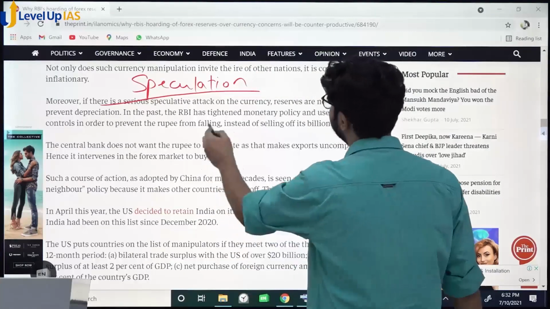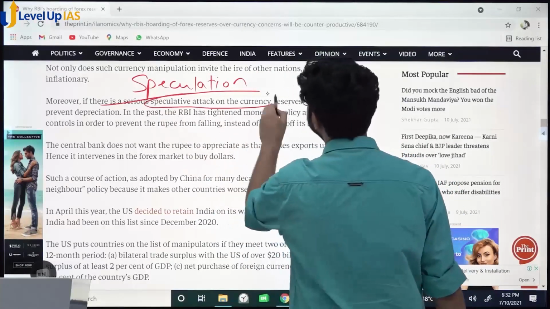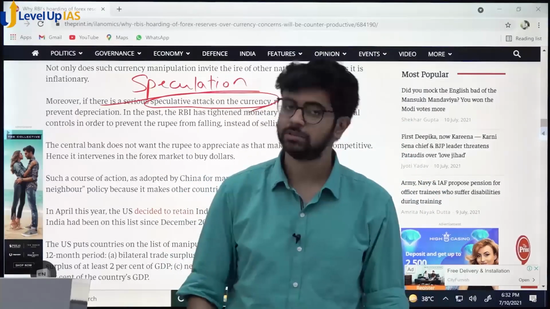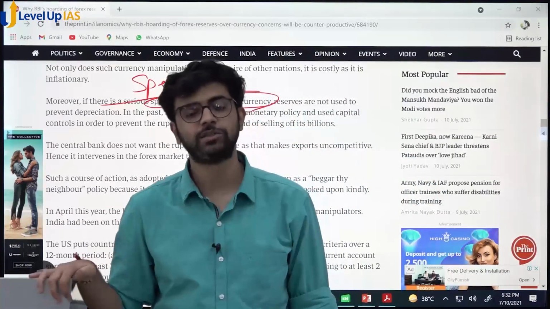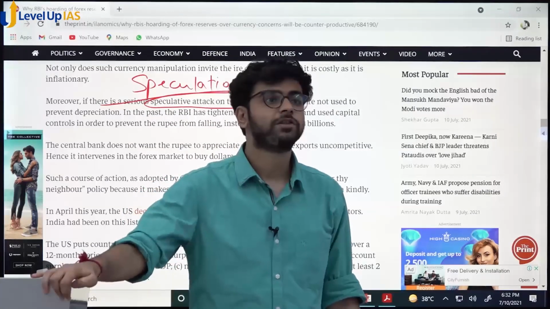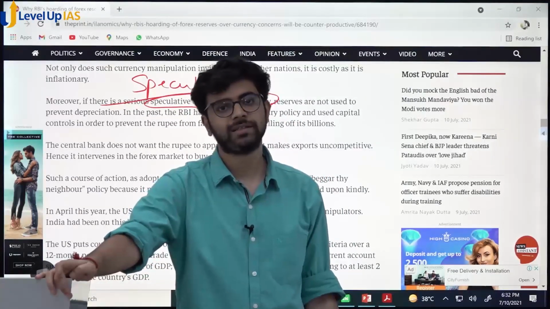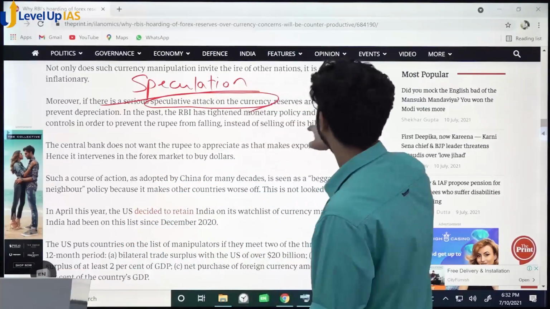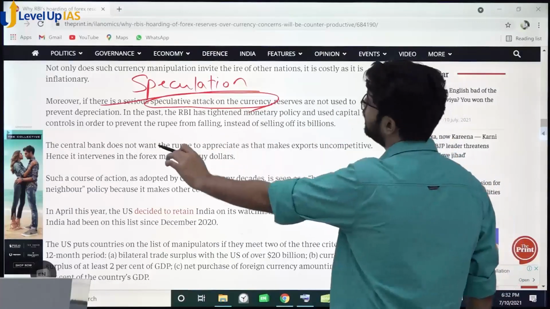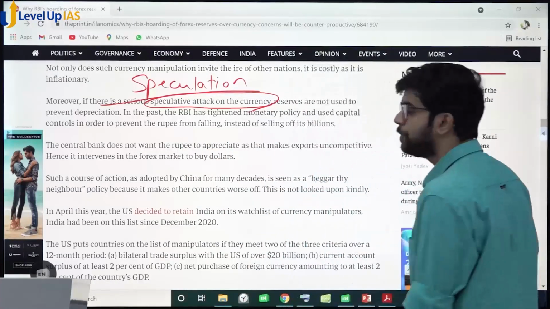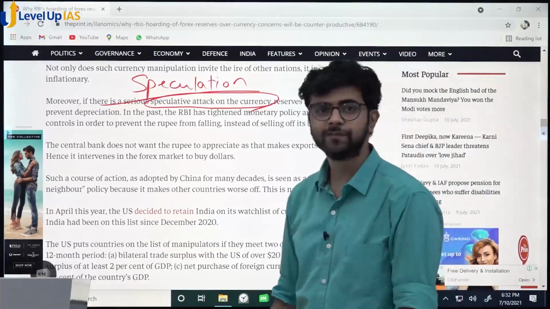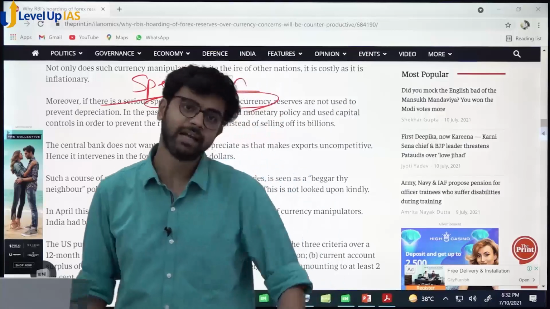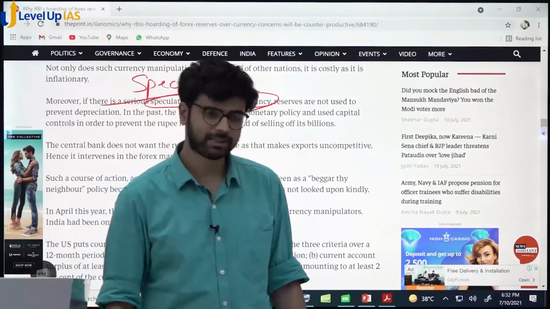So if there is a serious speculative attack on the currency, speculative attack means if in the international forex market, the foreign exchange market, investors speculate a lot, buy dollars a lot or buy rupees a lot, reserves are not used to prevent depreciation. Because we use reserves for genuine transactions, where there is a deficit, and then we use reserves to prevent depreciation. Speculation is different.